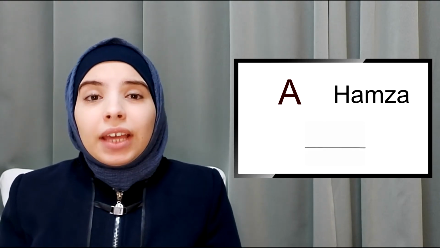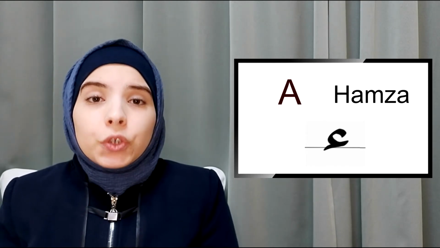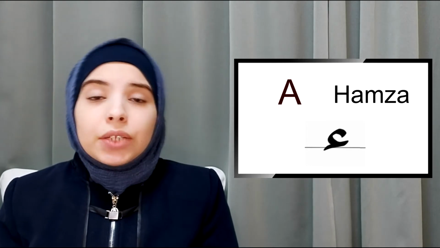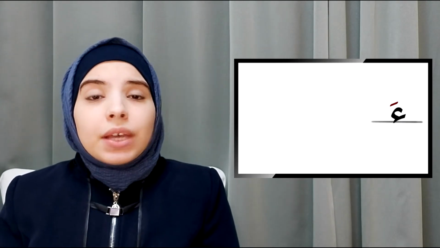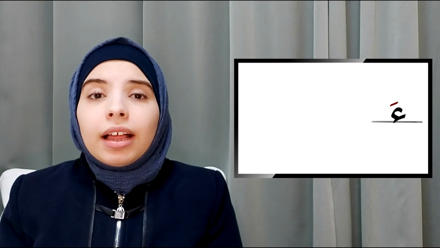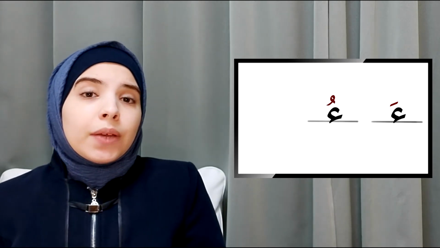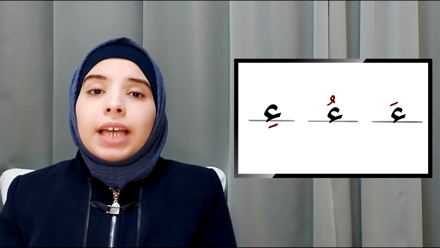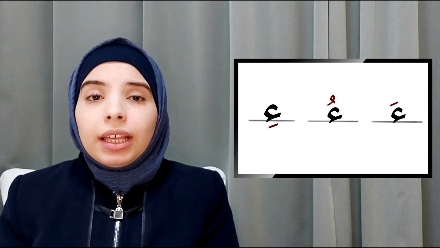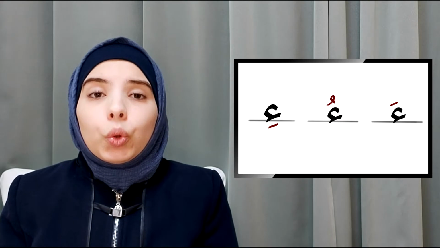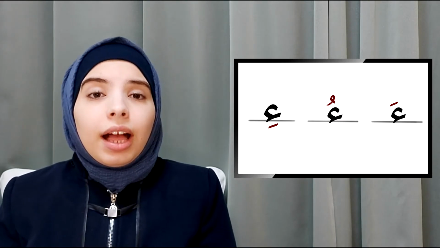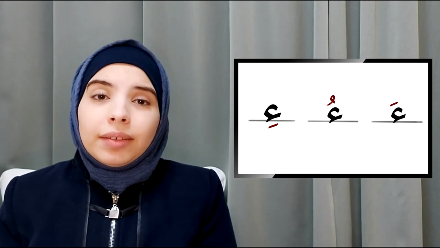Well, in this case, we need Hamza. Hamza is written like this, and its sound varies depending on the short vowel that is associated with it. So, Hamza with Fatha is A, like A in Ahmad. Hamza with Dhamma is pronounced like U, and Hamza with Kasra is I. A, U, I.